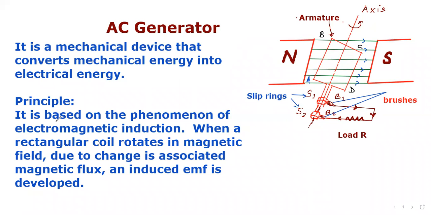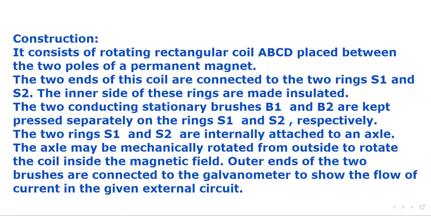So, principle. It is based on the phenomenon of electromagnetic induction. When a rectangular coil rotates in a magnetic field, due to change in associated magnetic flux, an induced EMF is developed. That we have already studied, that E equals minus d phi by dt, where phi indicates the flux, t is the time, and E is the induced EMF. Now, let's see its construction.